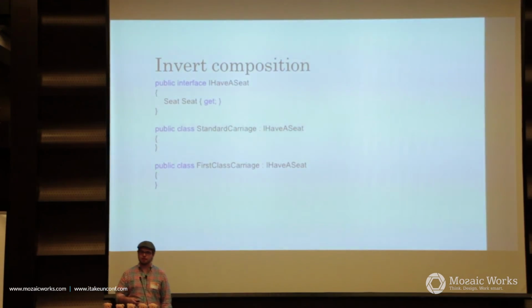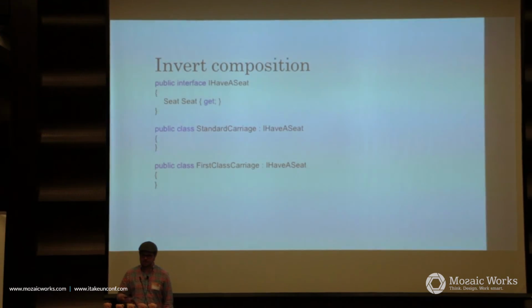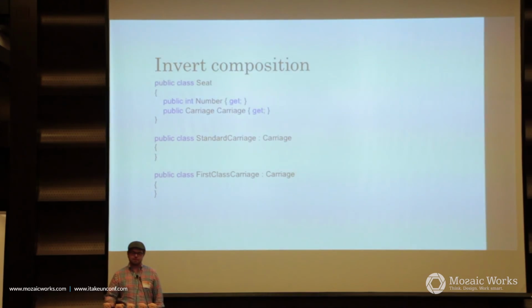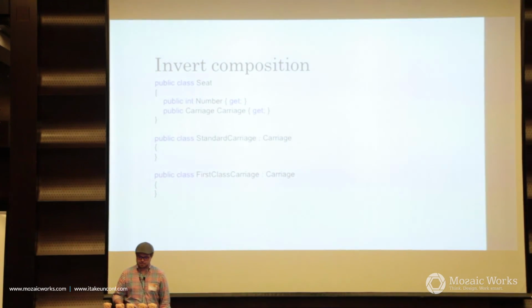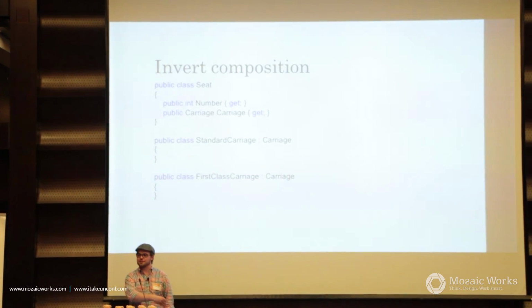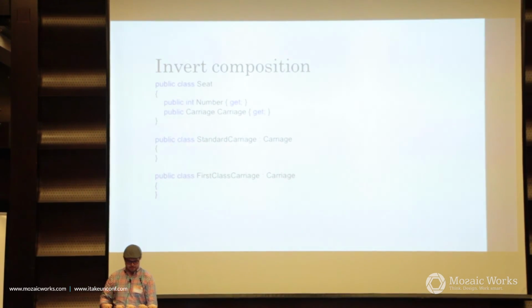Well, what is our end goal here? Our end goal is simply to have a link between the carriage and the seat. We can achieve that by just reversing the relationship so that the seat now has a carriage. This still makes sense in our domain because seats do belong to a carriage. And it's also simplified the collection management concerns that I completely glossed over in the first place.